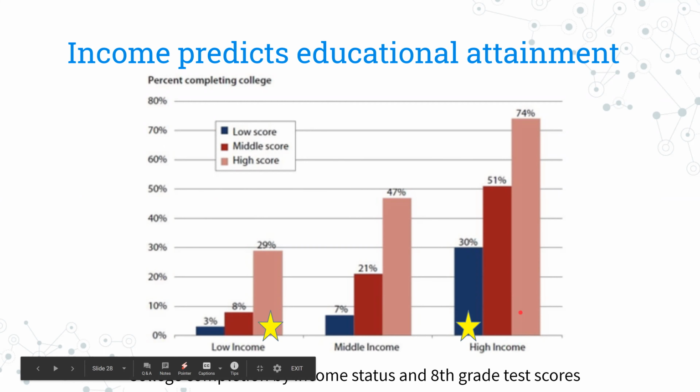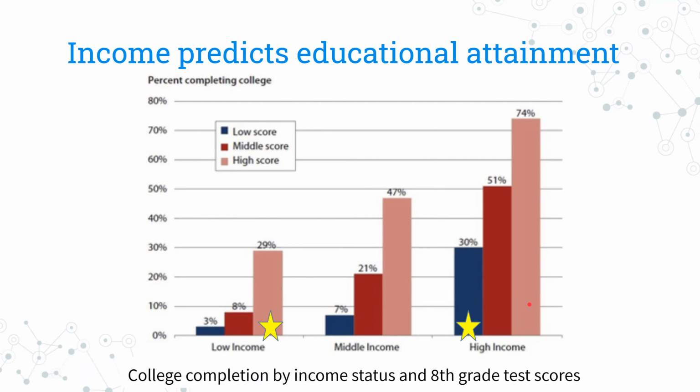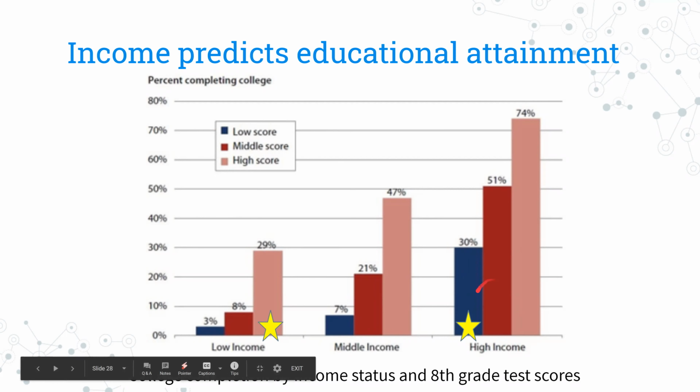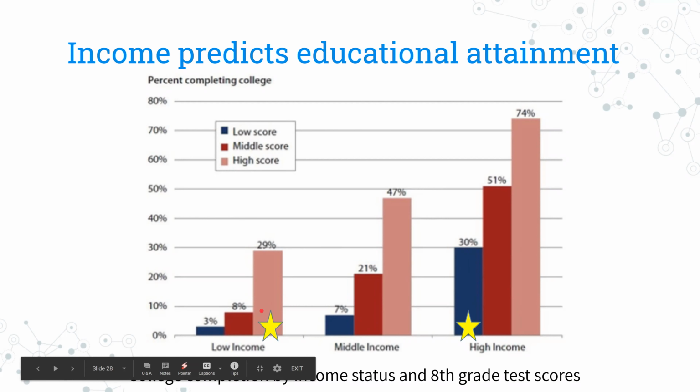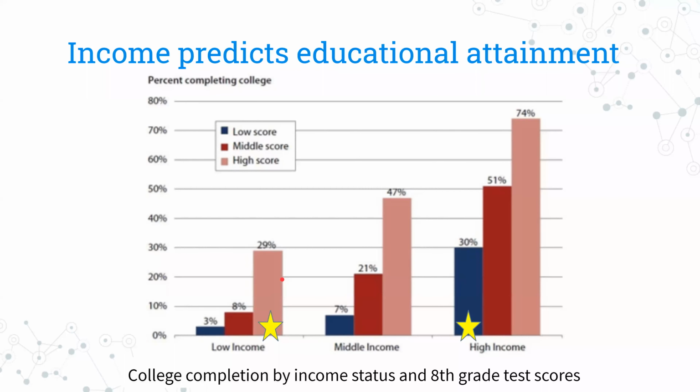What it's looking at is the college completion by income status and 8th grade test scores. So in 8th grade, people who have the lowest scores on their 8th grade test, but who are in a high income bracket, are more likely to complete college than people who have the highest scores on those 8th grade tests and are in the lowest income bracket. So while the relationship between education and income and health should not be a surprise to anyone, this should be.